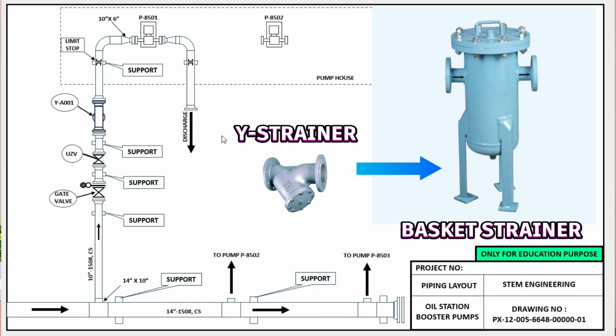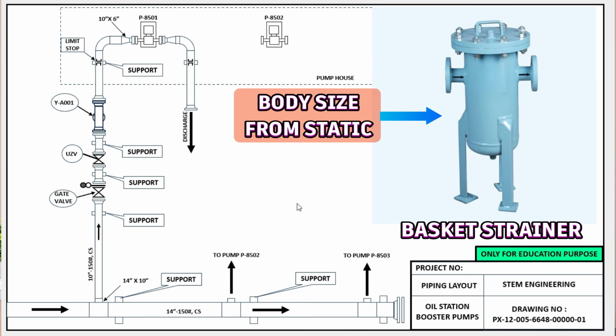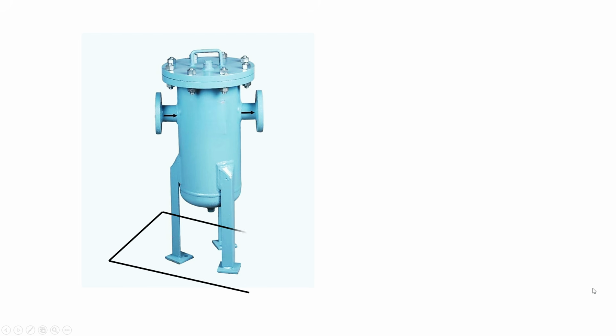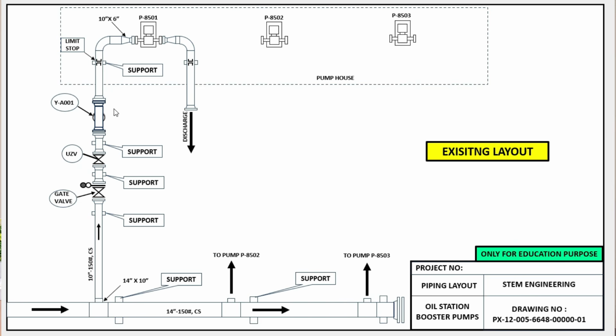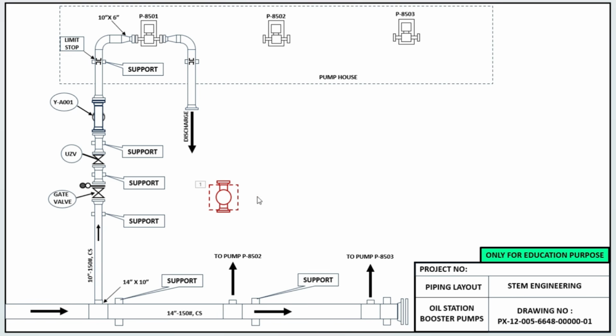So in order to replace this strainer with the basket strainer, I need to get the dimension of the basket strainer. I can get the basket strainer details from the static team and the foundation details of the basket strainer from the civil team. So here what I'm going to do, I'm going to take the foundation details of the basket strainer and superimpose over here to see whether I can exactly install the basket strainer over here or not. So from plan view, I don't see any issue. I can exactly place it over here because the basket strainer will have a flange, which needs a little bit of a modification in piping, but still I can place it over here.